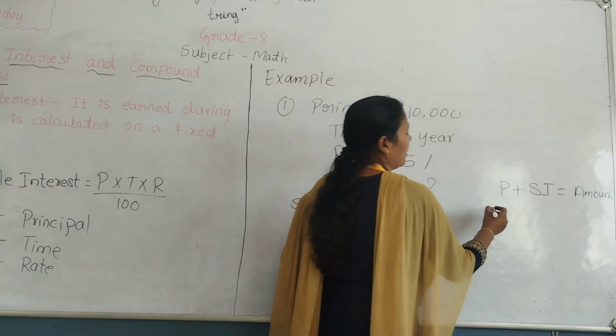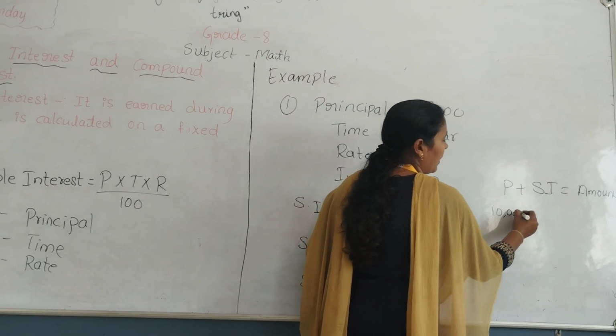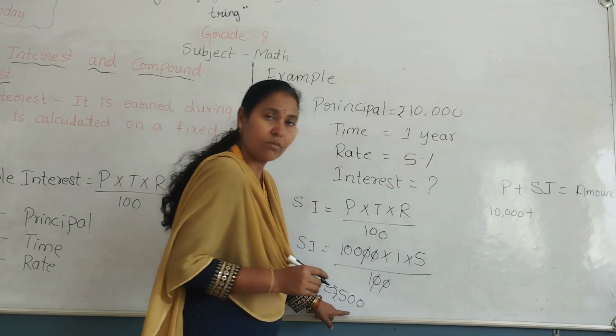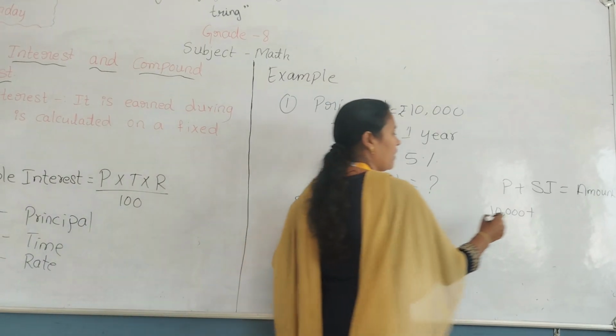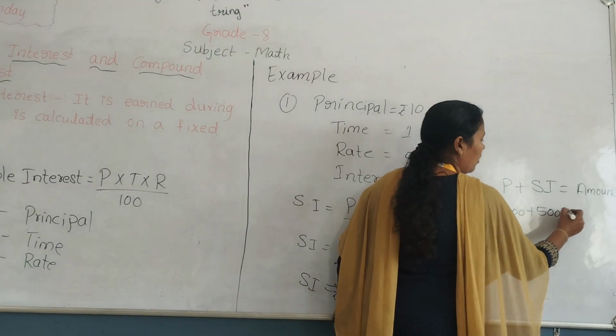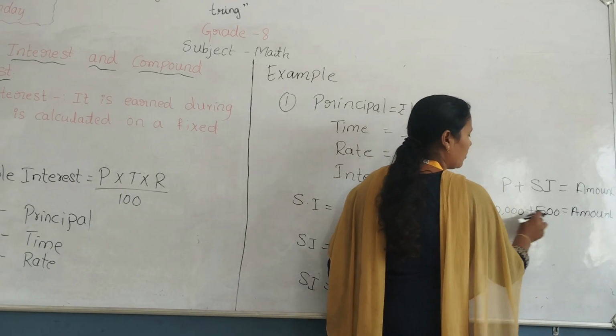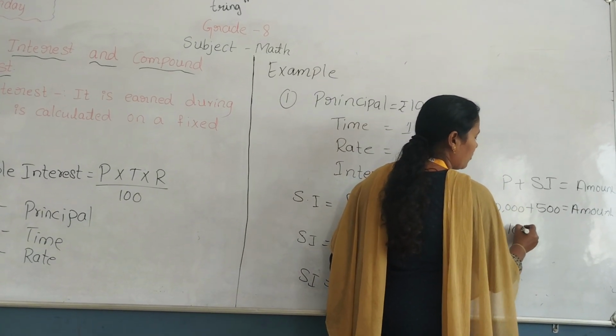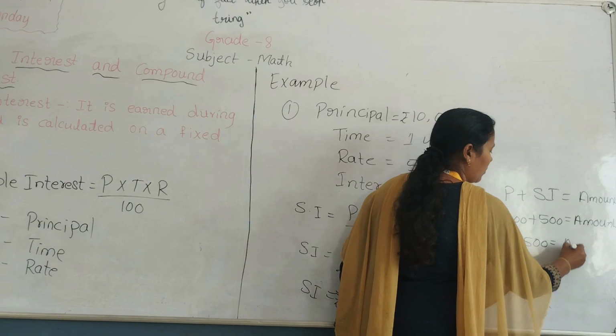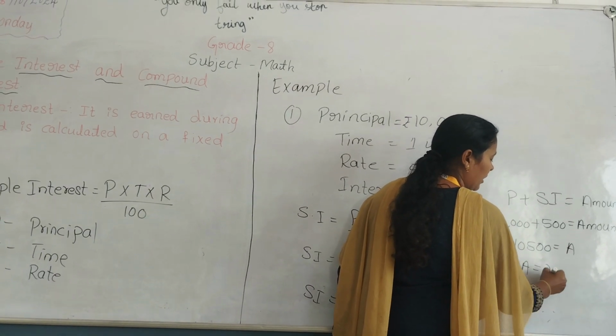Principal, how much, children? 10,000 plus. Here it is simple interest. That means the interest, how much did you get? 500. Total, how much? Amount. That is the amount: 10,000 plus 500 is 10,500. That amount we have to pay to the bank.